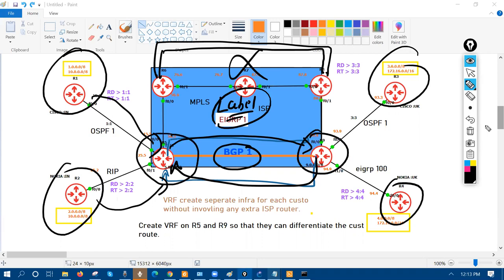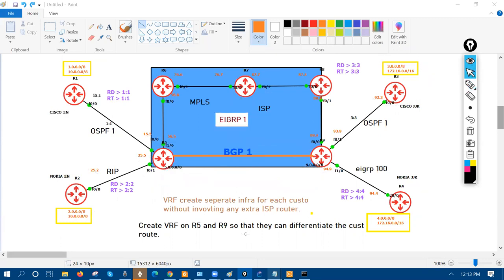Cool. So what I'm going to do is configure the BGP between R5 and R9, between the loopbacks 5.5.5.5 and 9.9.9.9. And this neighborship I'm going to form as IBGP, because we have the same AS number right now.